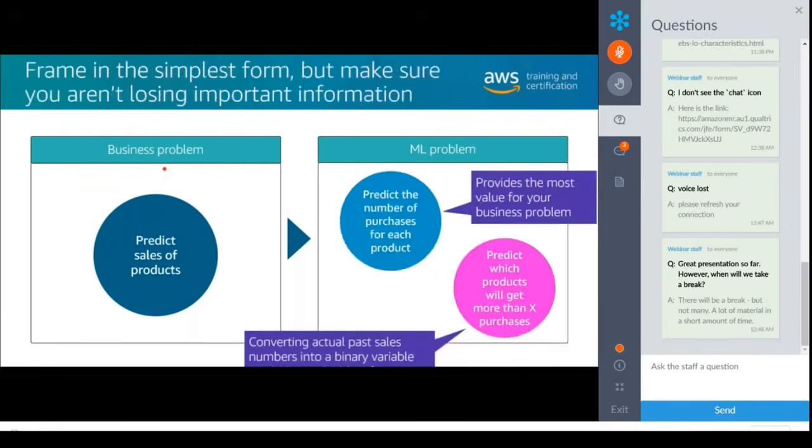So if you see something that's misaligned with the actual algorithm you've chosen, choose the one that gives the most value for your business. Okay, always keep that in mind. All right, don't just jump into it and go, well, this is technically better.